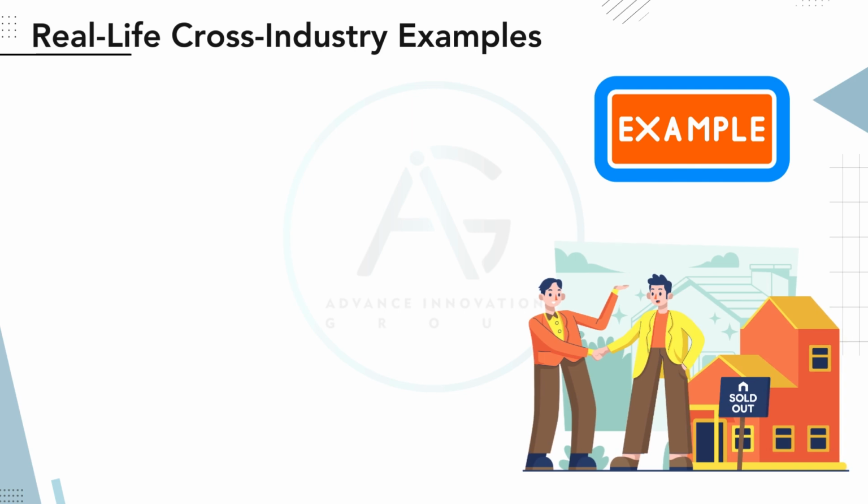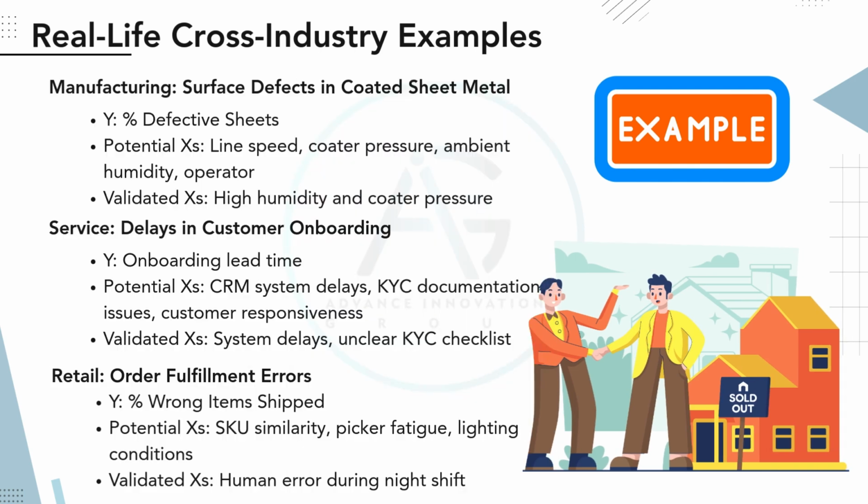Real-life cross-industry examples. Manufacturing example. Problem: surface defects in coated sheet metal, Y, percentage of defective sheets. Potential X's: line speed, coater pressure, ambient humidity, operator. Validated X's: high humidity and coater pressure were confirmed as key factors affecting defects.